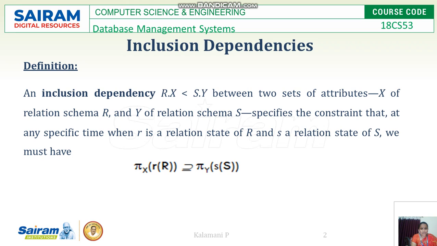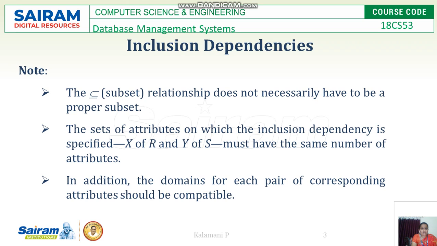we must have pi Y of s be a subset of pi X of r. This is called an inclusion dependency. That is, Y is included in X, that is the meaning. The subset relationship does not necessarily have to be a proper subset. A proper subset uses only the strict subset symbol, but there is also the equality symbol, so it is not necessarily a proper subset.